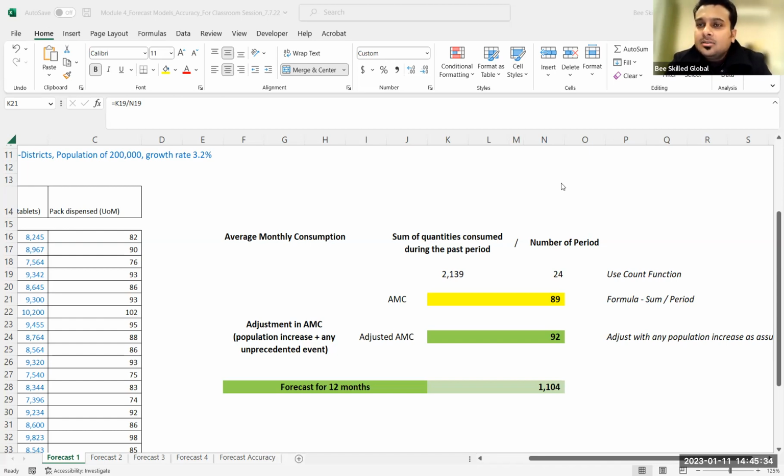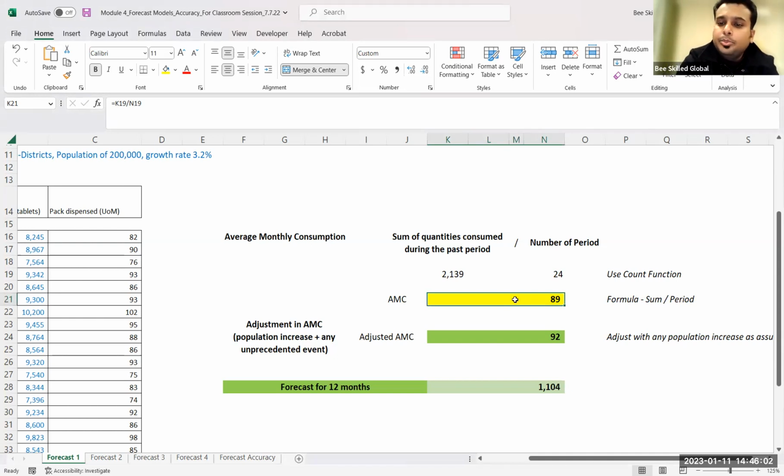So if you are estimating average monthly consumption for preparing forecasts, make sure that in the best case scenario you have data for 24 months, and if not, at minimum at least 12 months. If you have anything less than that, don't use average monthly consumption to prepare forecasts. Okay. Now we have the average monthly consumption for the previous 24 month period.